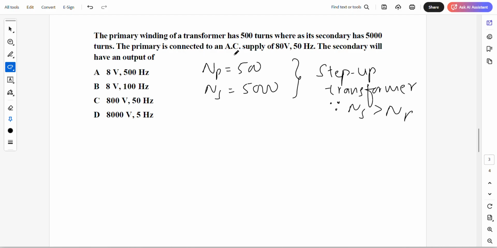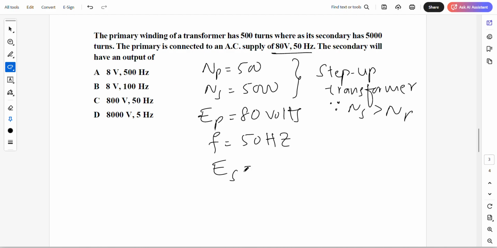Anyway, the primary is connected to an AC supply of 80 volts. EP is equal to 80 volts, and the frequency is 50 hertz. Input frequency is the same as output frequency. The secondary will have an output of ES is equal to question mark.